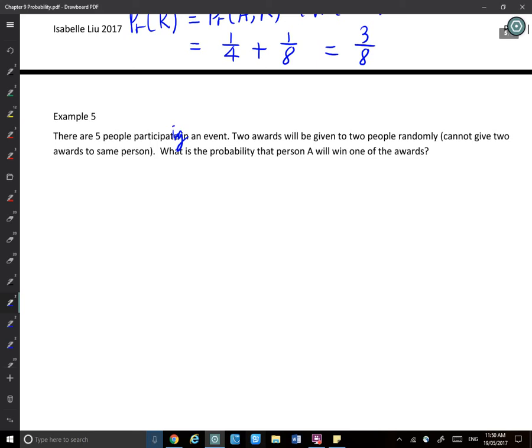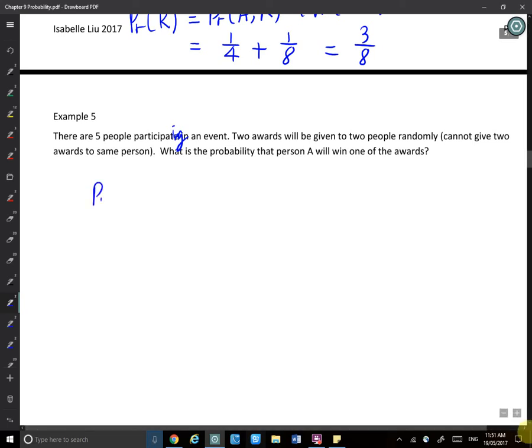Okay, so basically I have 5 people here. I just randomly throw a award to someone. Someone gets it and goes out. It's not involved in this one anymore. Then there are 4 people here, and I throw again, and another one will get the second award. So what's the probability that a particular person will get one of the awards? It can be either award 1 or award 2.